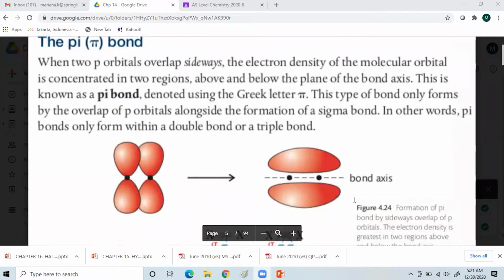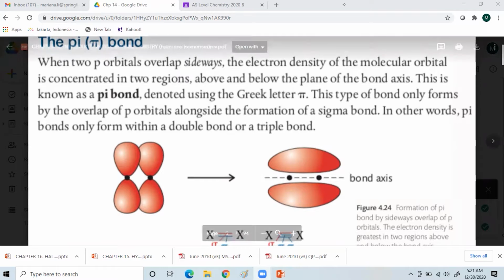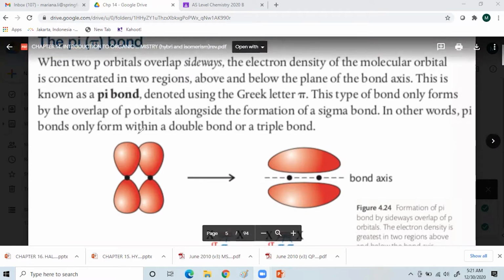And what is a pi bond? This is how you represent a pi bond. You can see that a pi bond is the overlap side by side, or sideways, between two p orbitals, and the electrons will be at the upper lobe or the below of the bond axis. So the pi bond forms above or below the bond axis.